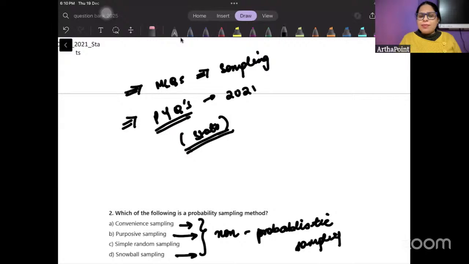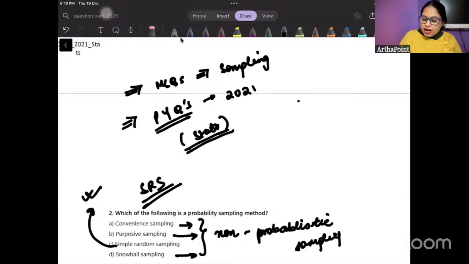And one of the examples of probability sampling method is simple random sampling, SRS. Simple random sampling ensures that whichever sample we pick, each has an equal chance of coming.